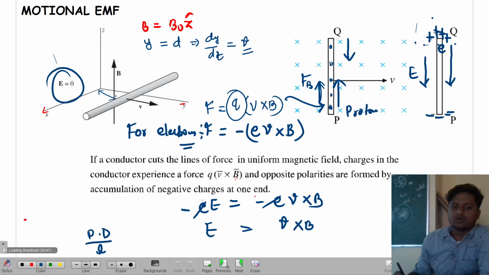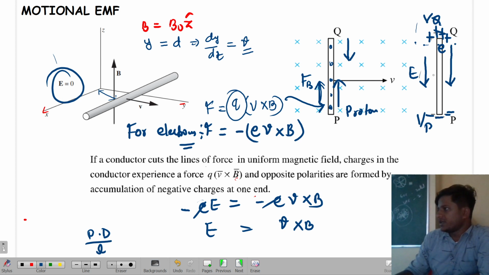Right or not? So now look over here also. What is happening? Here positive charges are there, so consider it is V of Q. Here P is there, so consider it is V of P. Between this, an electric field is generated or not? And between these, how much is the distance from this to this potential? Length of the conductor L, right or not?